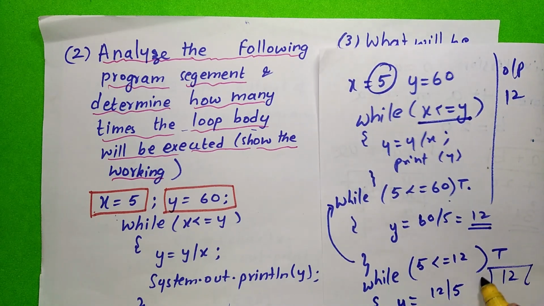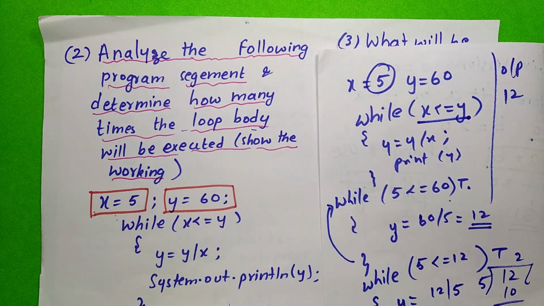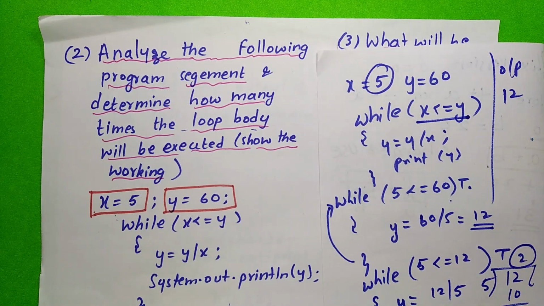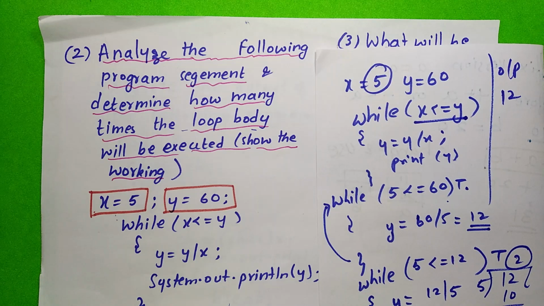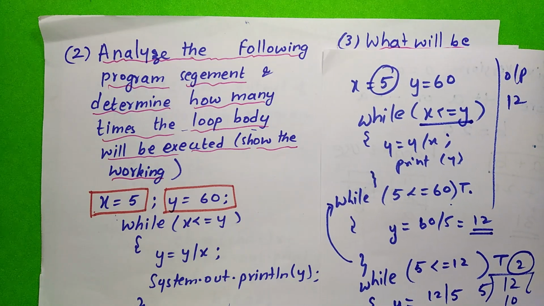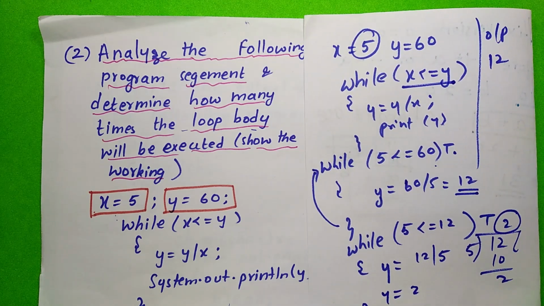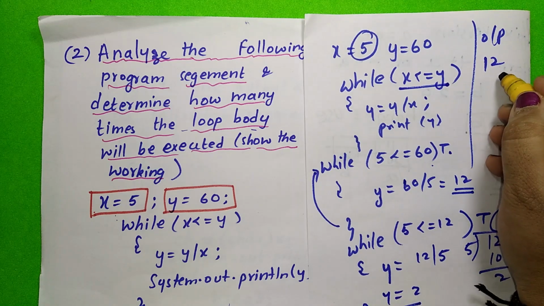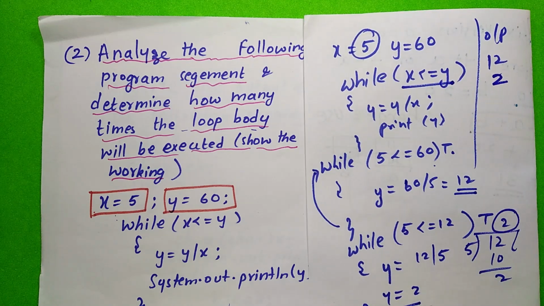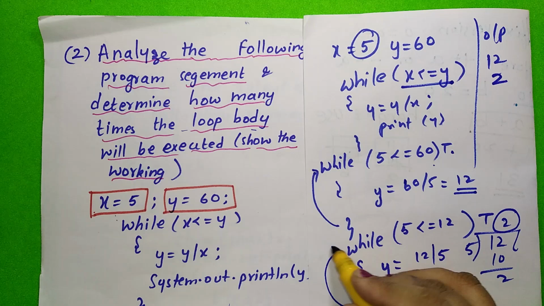12 by 5 is how much? It's an integer division. 5 2s are 10. So this value we have to take. We are not taking the decimal value. So now y has become 2. So now it is going to print this 2 here. Now it is going to come on the top of this loop again.